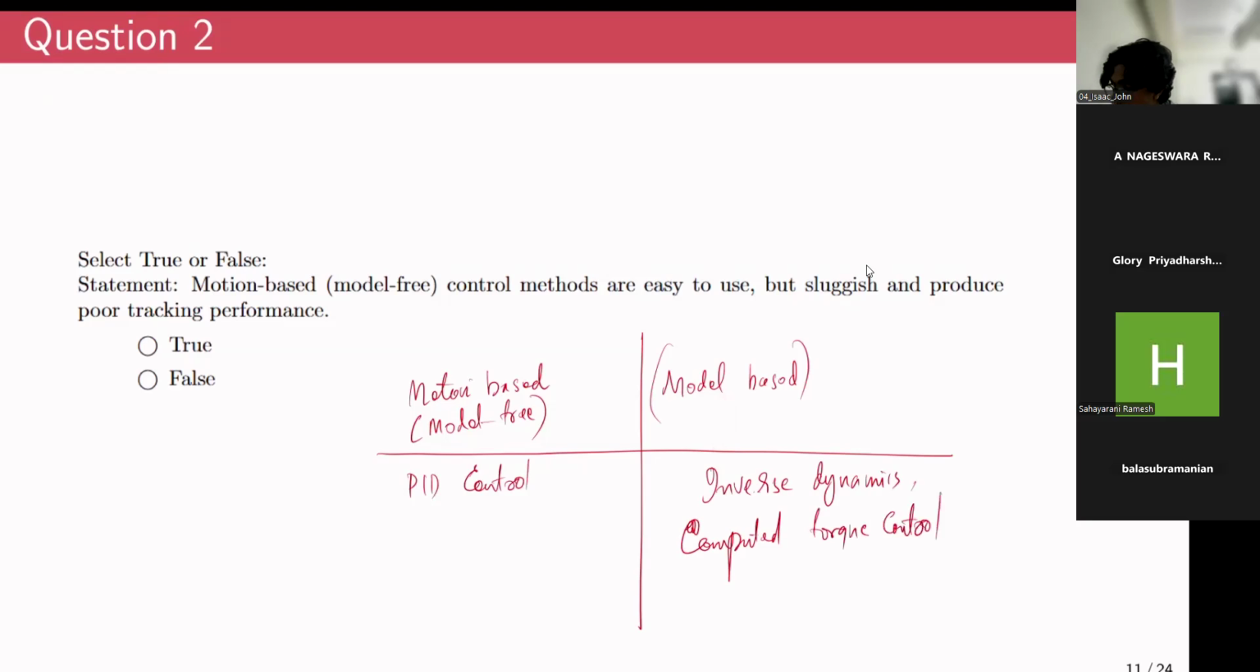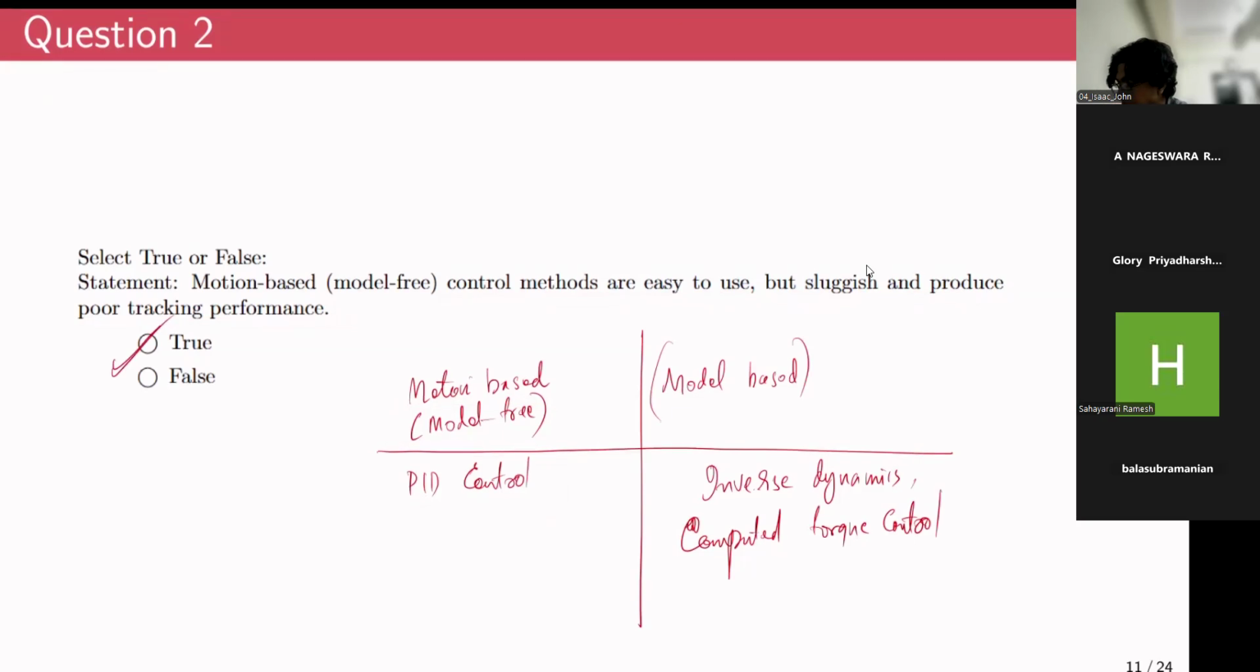So the question says model-free controls, these controls, something like PID control, that does not rely on any information about the mathematical model of the robot. PID control methods are easy to use, but sluggish and produce poor tracking performance. So is it true that we can apply the statement for PID controllers? It essentially says controllers like PID control are easy to use, but they are sluggish and produce poor tracking performance. Would that be true? It's true. Yes.